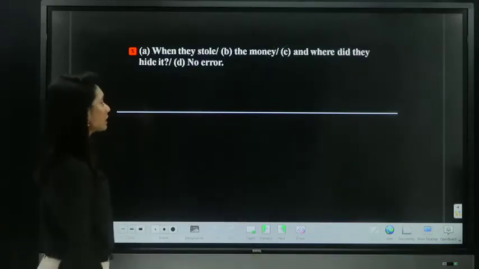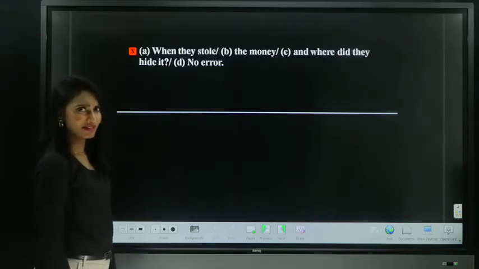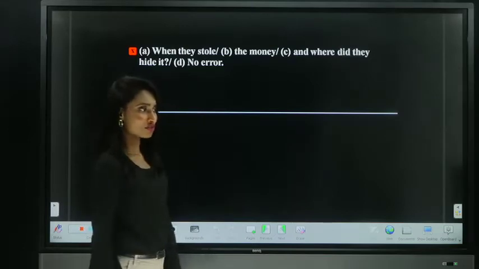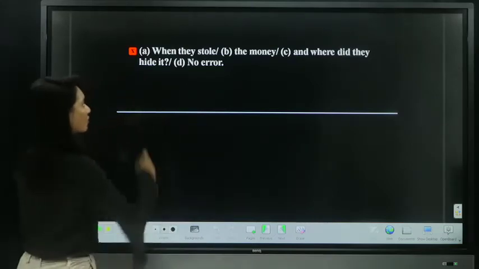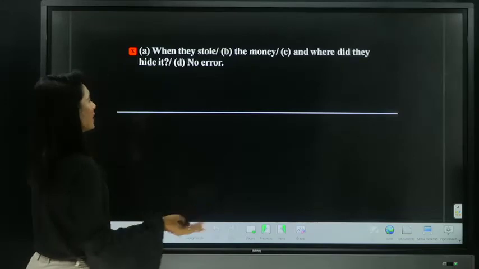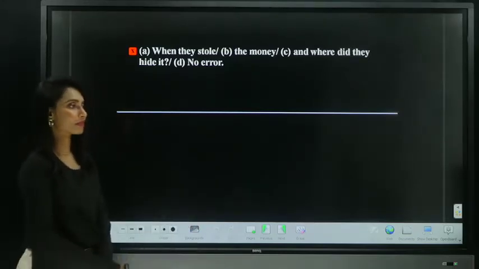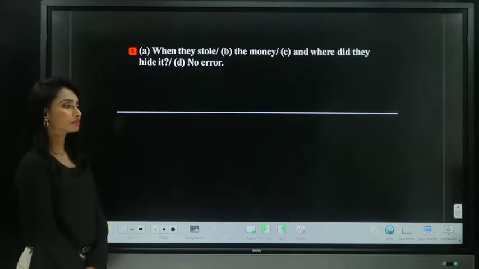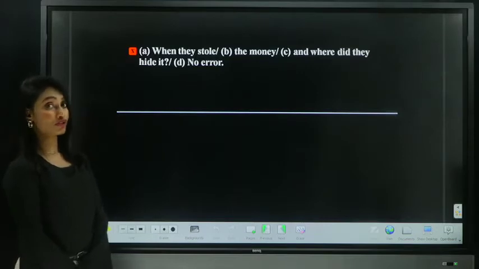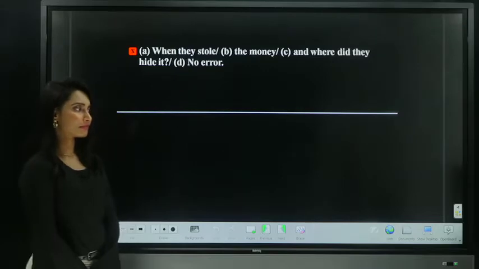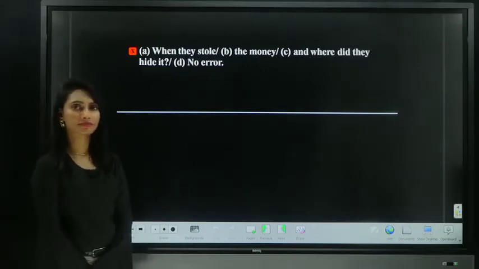So guys, look at the next one. When they stole the money and where did they hide it? It's interesting, right? So it's a question. Yes, Swapna, you're right, drop "have." Now look at the next one. When they stole the money and where did they hide it? Quick, try to answer this. Already I talked about the structure for positive, negative, and interrogative. Just concentrate on that.